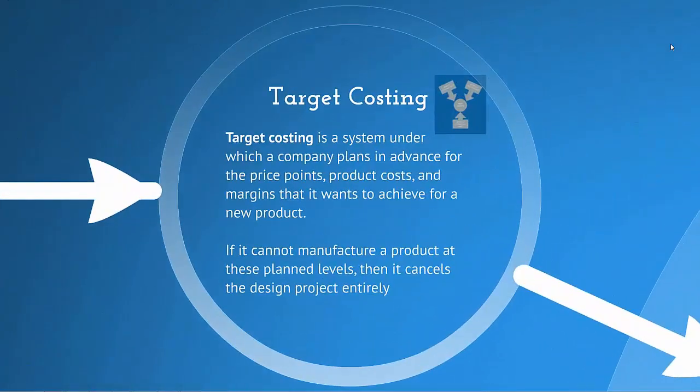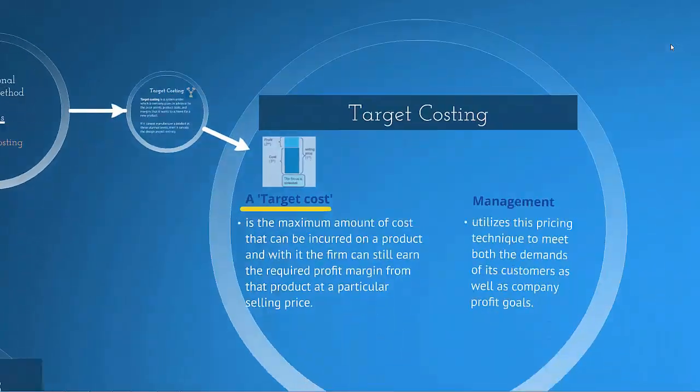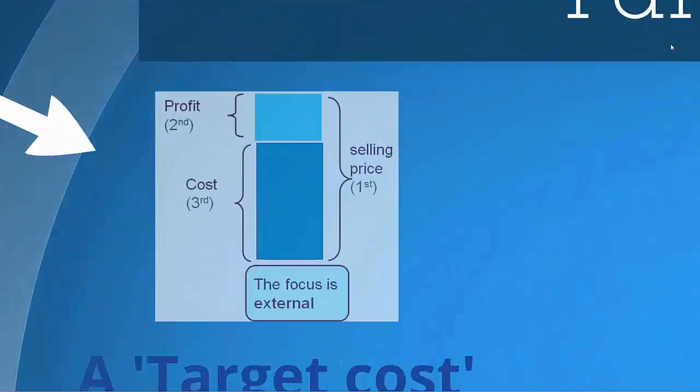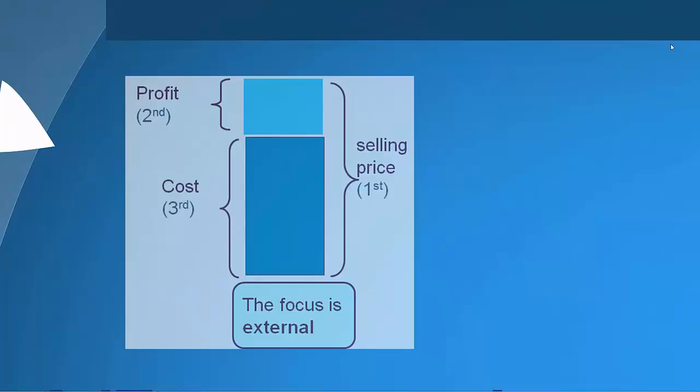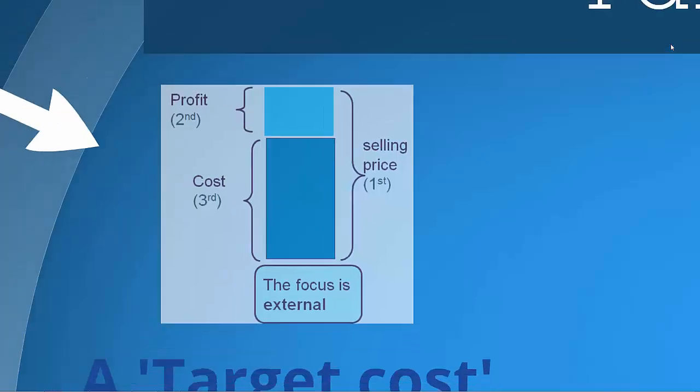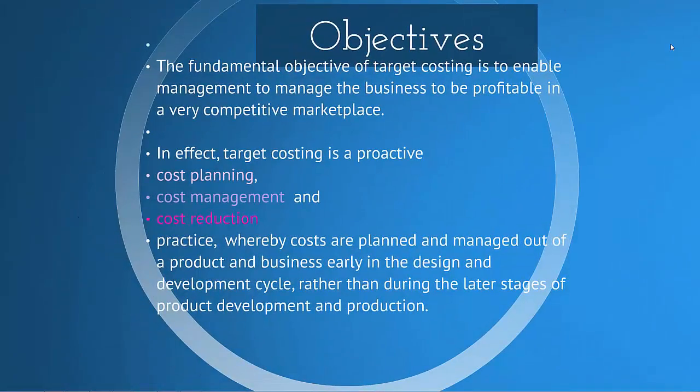In contrast, in the target costing system, a company plans in advance for the price points, but also for the product costs and for the margins that it wants to achieve for the new product. A target cost, then, is the maximum amount of cost that can be incurred on a product, and with it, the firm can still earn the required profit margin from that product at a particular selling price.